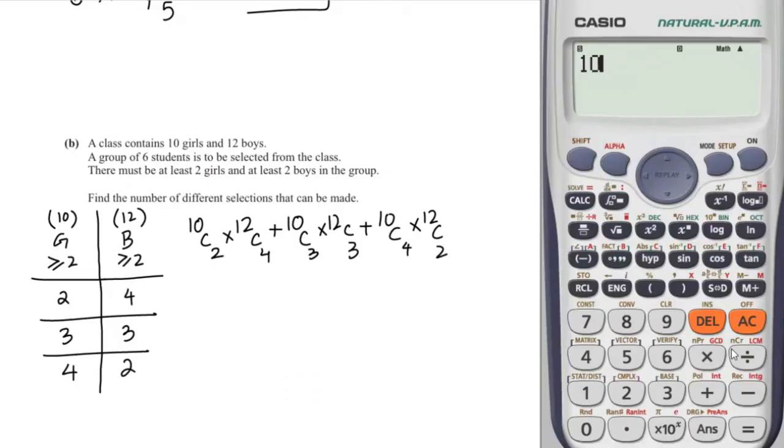I'm going to try to solve it quickly. 10C2 times 12C4 plus 10C3 times 12C3 plus 10C4 times 12C2. And I'm getting 62535.